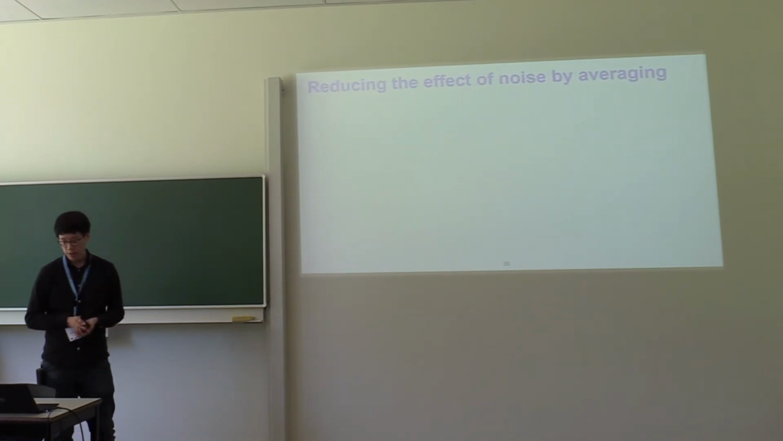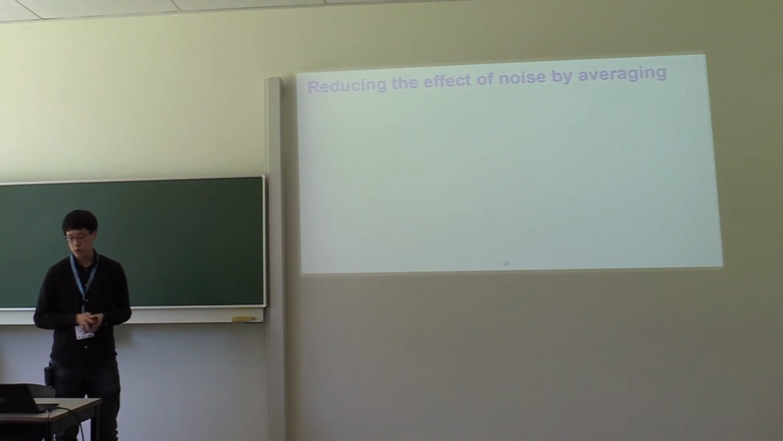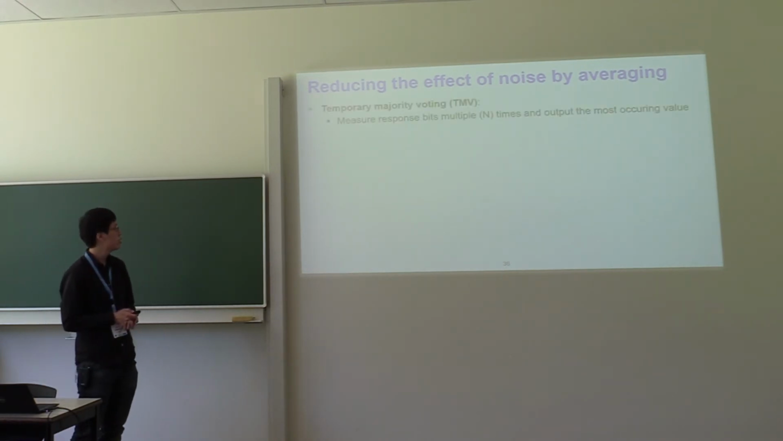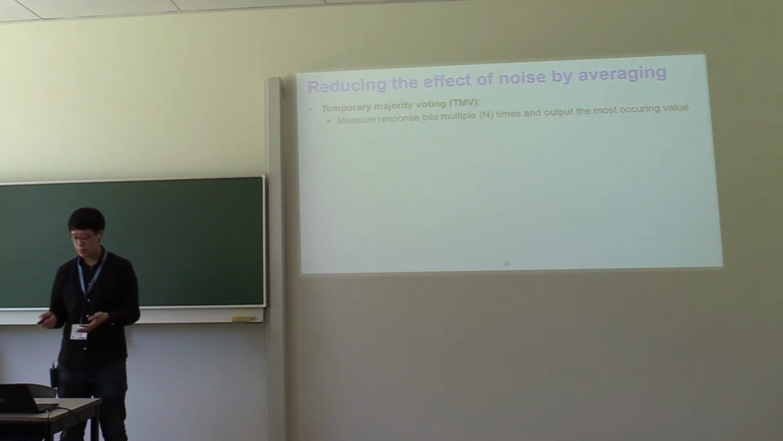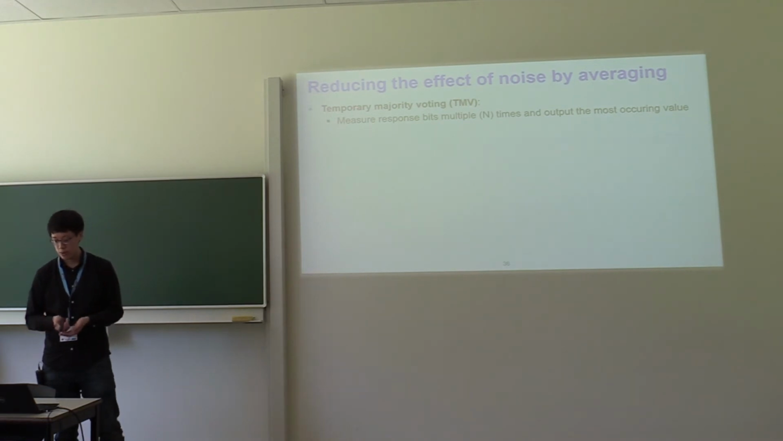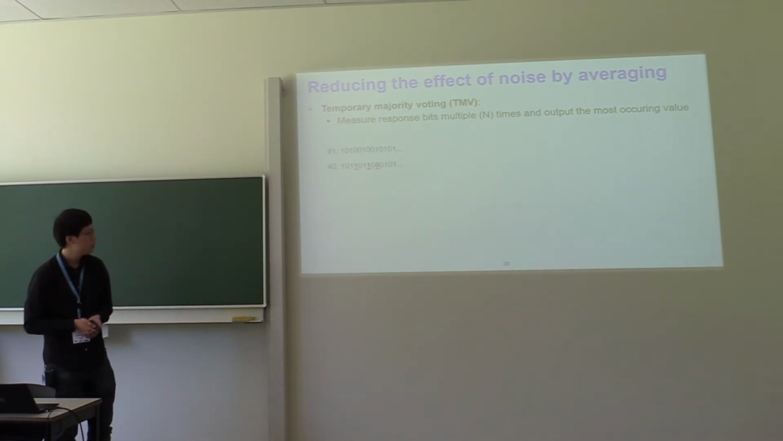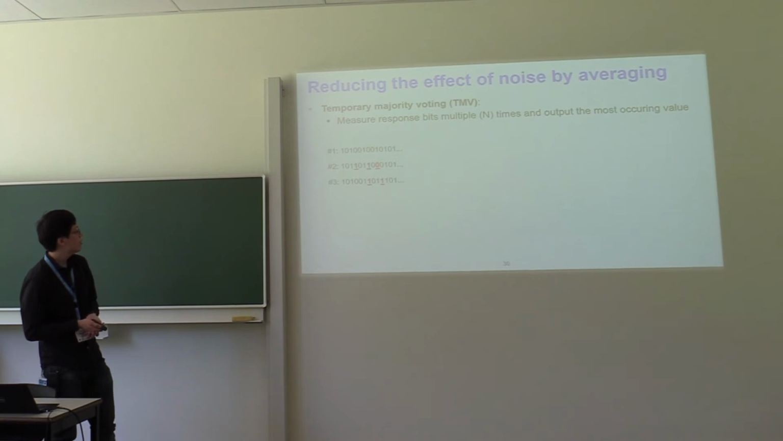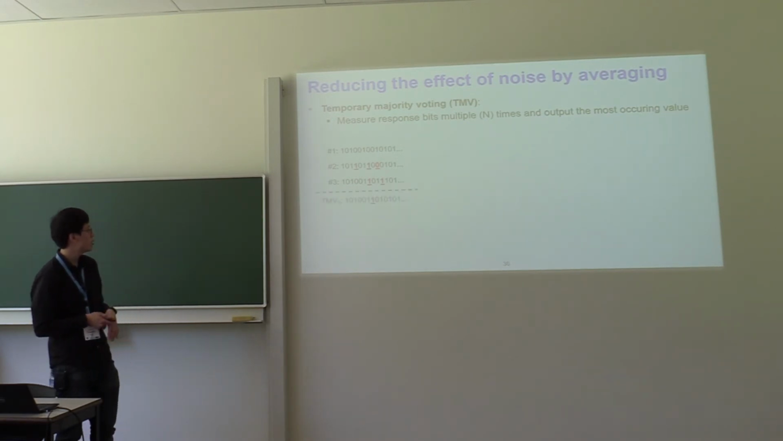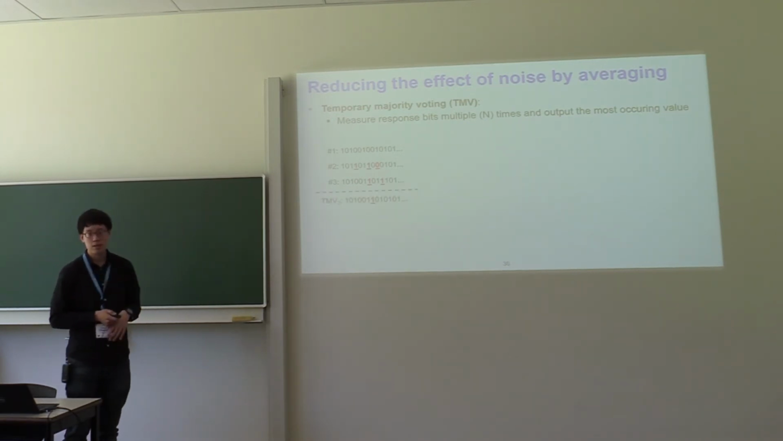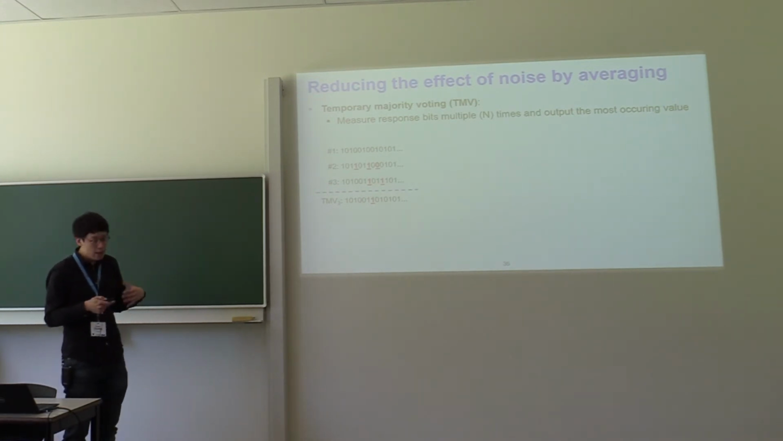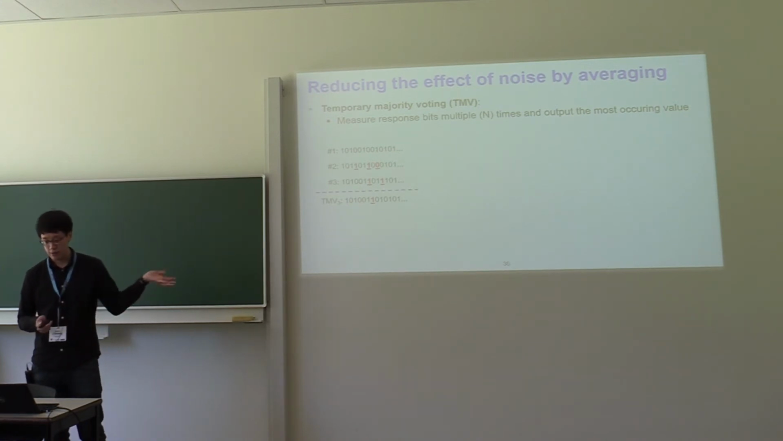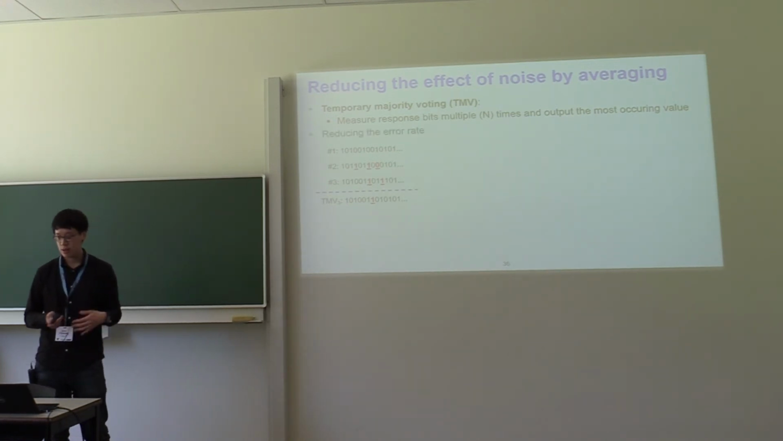The first method, the concept of temporal majority voting, is to reduce the effect of noise by taking an average. You measure the response bits multiple times, and it will output the most occurring values. For example, here I have 3 measurements, and some bits are flipped. You take the value which occurs the most times, and in this case you have fewer error bits in the final output, so it can reduce the error rate.